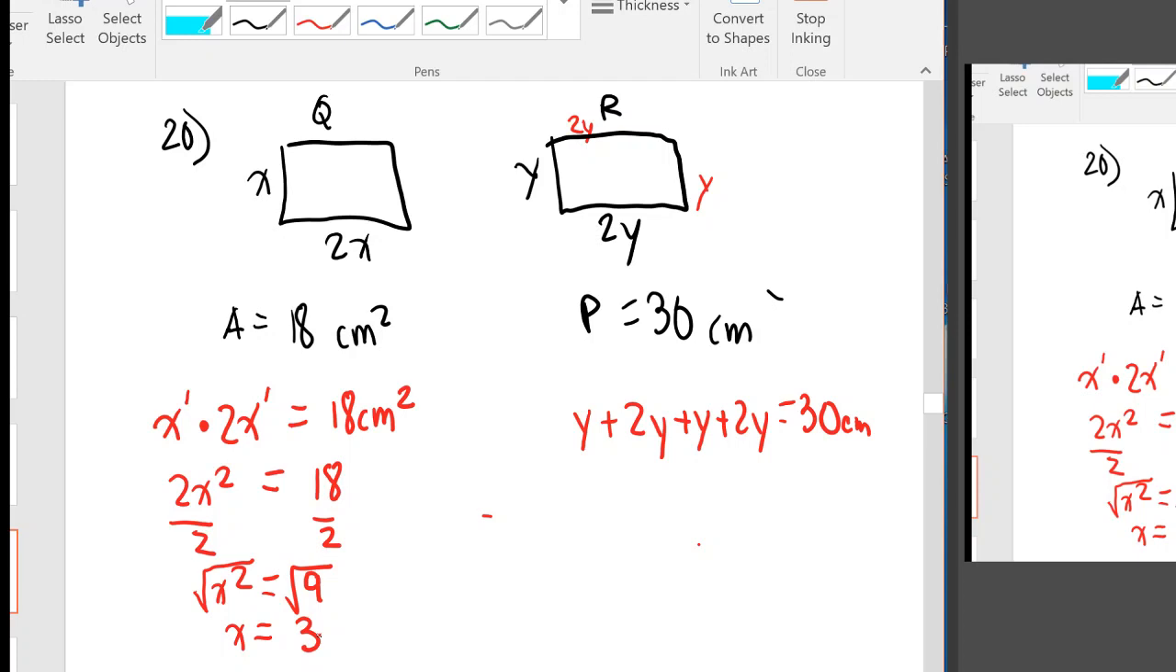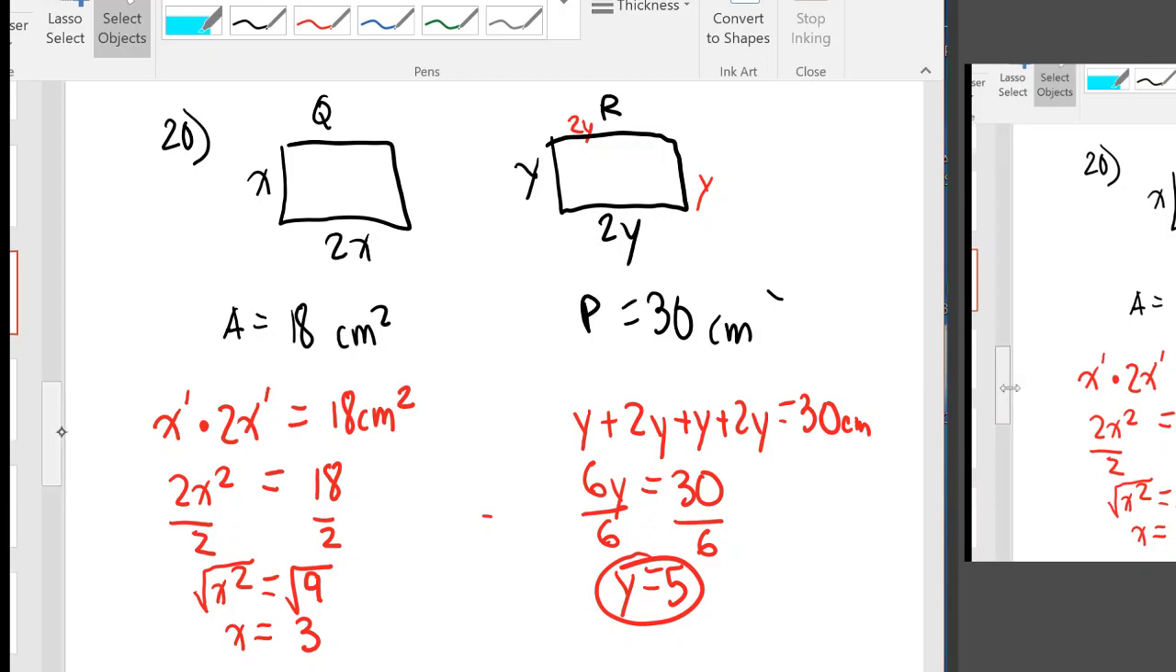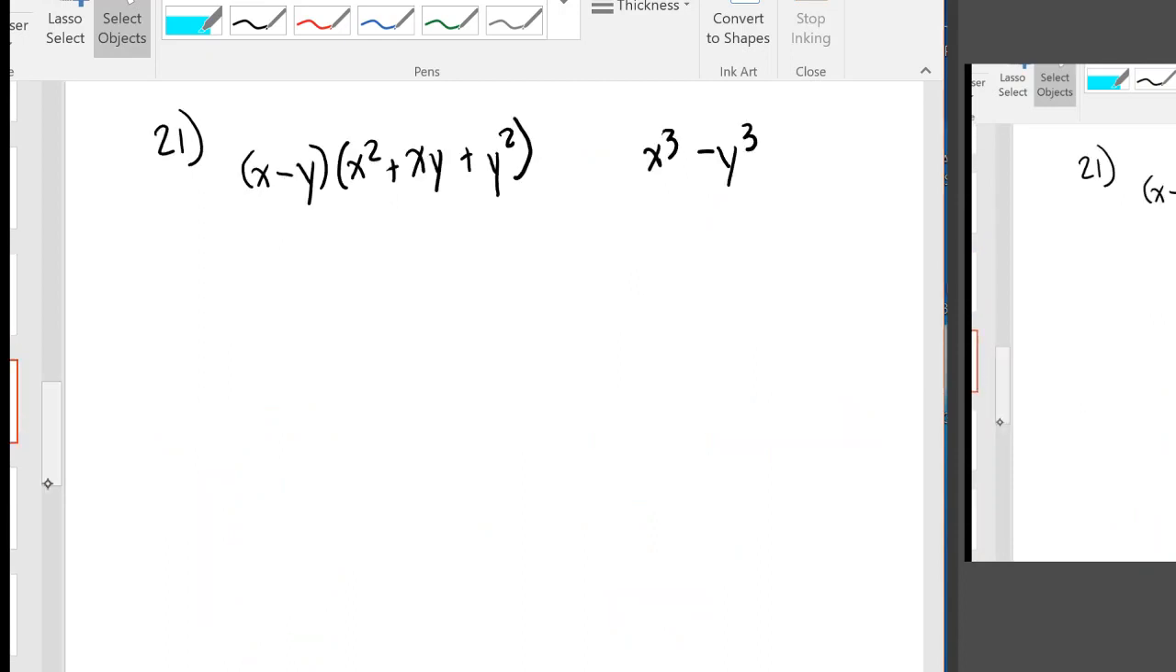All right. And then on rectangle R, you have y plus 2y plus y plus 2y. That's going to give me 6y equaling 30. Now, just using inverse operations, I get y equals 5. So x is 3, y is 5. They're asking you what's bigger, x or y. Well, y is clearly the bigger option there because it's 5 versus 3.